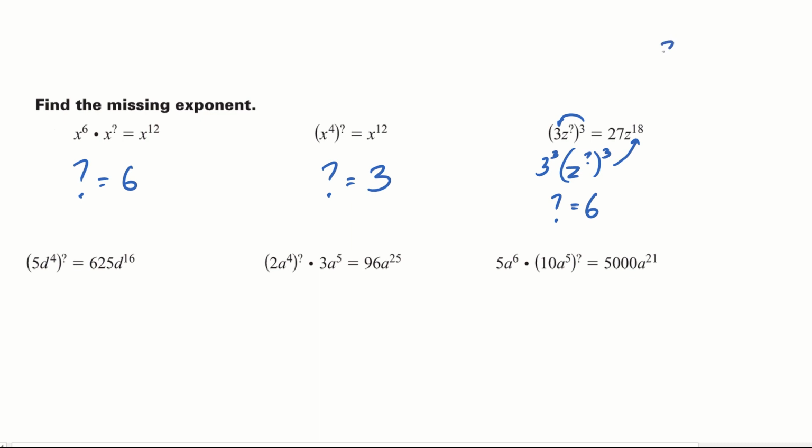And you can always check your work. 3z to the, I think my solution is 6, and the whole thing is raised to the 3rd power. Let's see here. 3 cubed, z to the 6th to the 3rd power. Well, 3 times 3 times 3. Yeah, that's not 9, folks. That's not 3 times 3. That's 3 times 3 times 3. That's 27. And then z to the 6th to the 3rd, 6 times 3 is 18. So I know I got it.